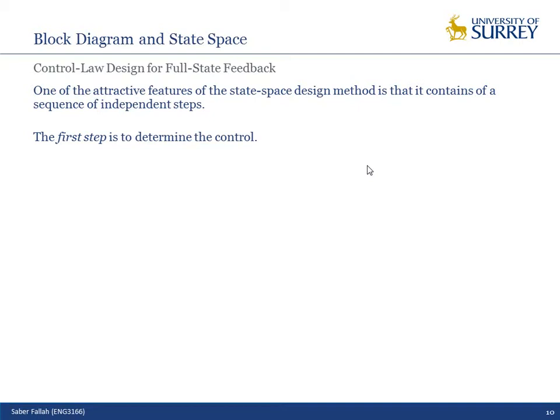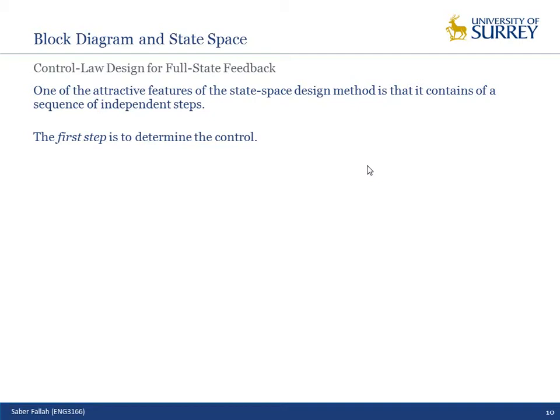But in reality, most of the time it's not possible to measure all the states of the system. Why? The first reason is cost. If you want to measure all the states of the system, for example, if you have a 4th order system, you need at least 4 sensors. If you have an 8th order system, you need 8 sensors. So by increasing the number of states, the number of sensors will increase. It means increasing the cost of the system. In reality, sensors most of the time are very expensive.